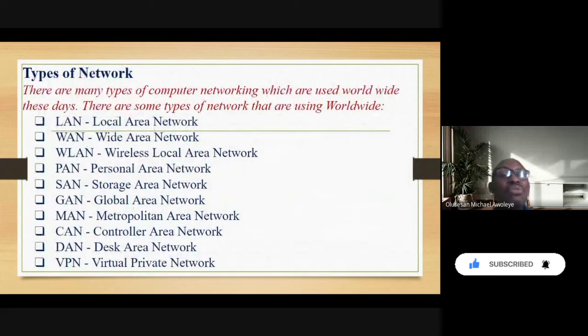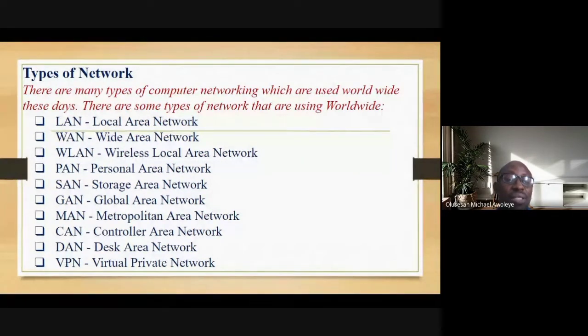Now, what are the types of networks available? There are many types of computer networking which are used worldwide. These are some of the examples. Number one, the local area network, which is abbreviated as LAN. We're going to expatiate more on that as we go. Now, we also have the WAN, which is short for wide area network. We have the WLAN, which is wireless local area network. As the name implies, you should know what that means.